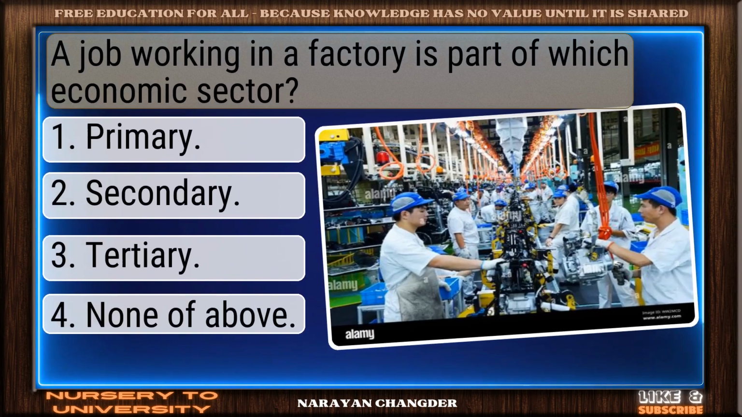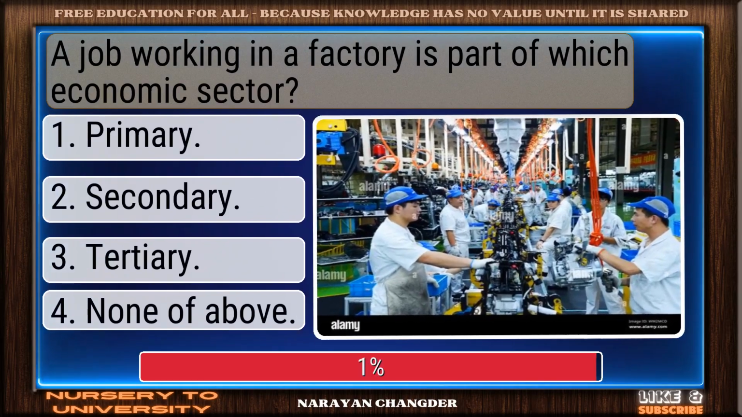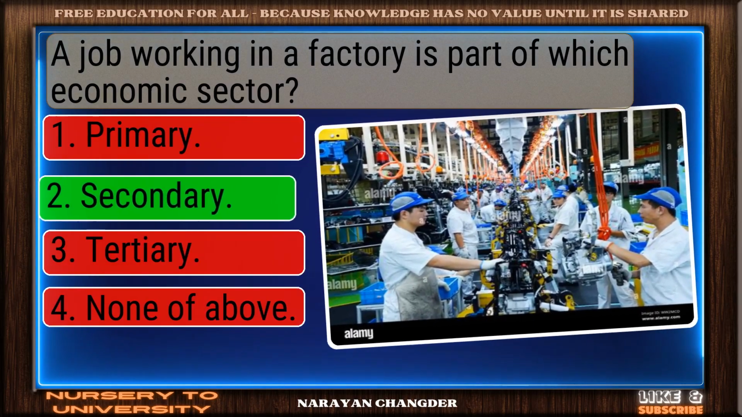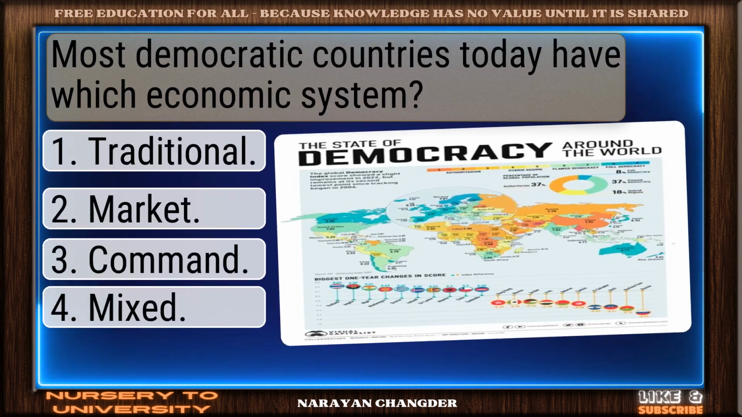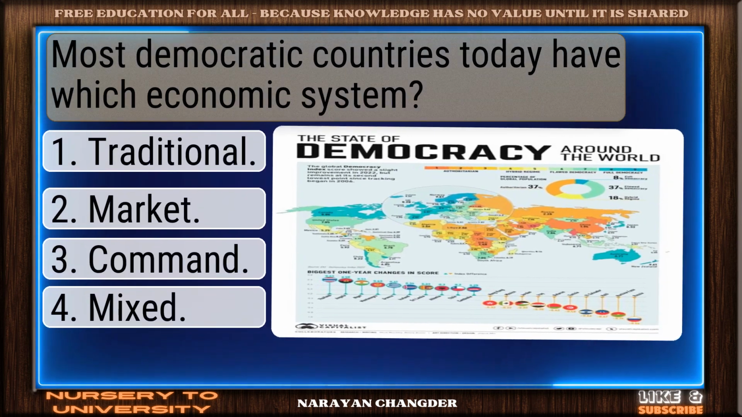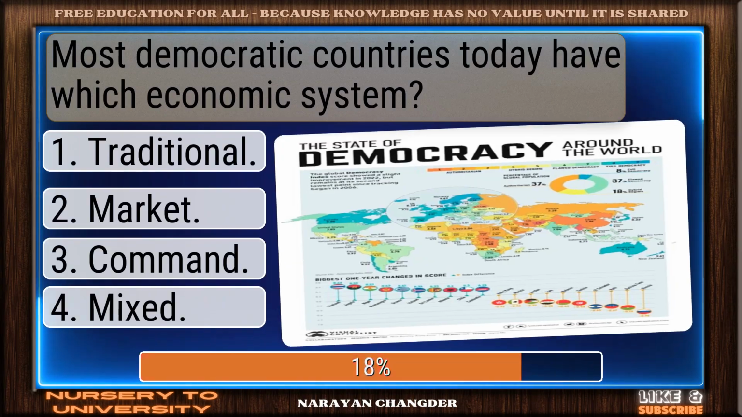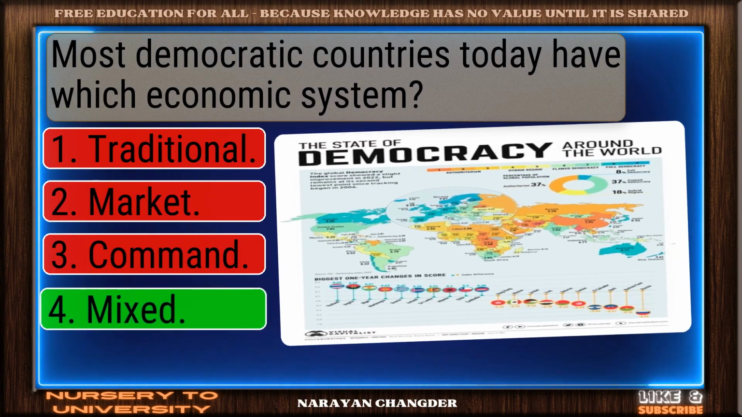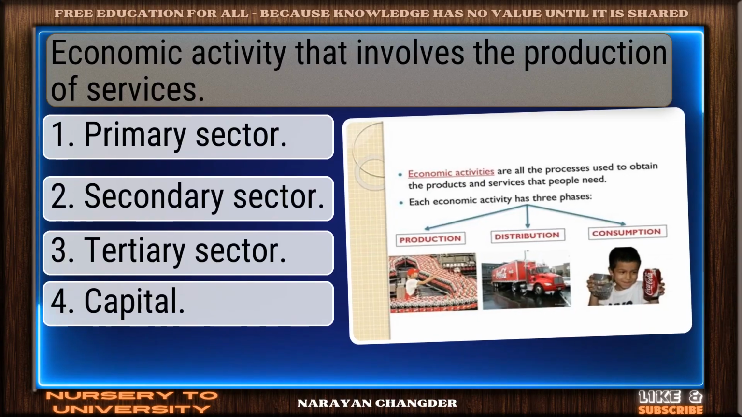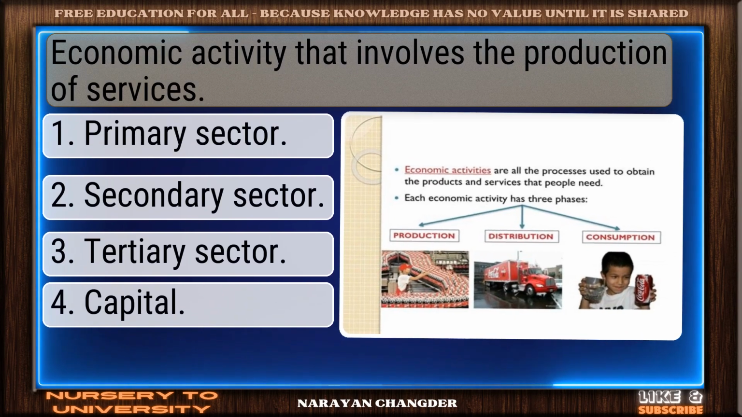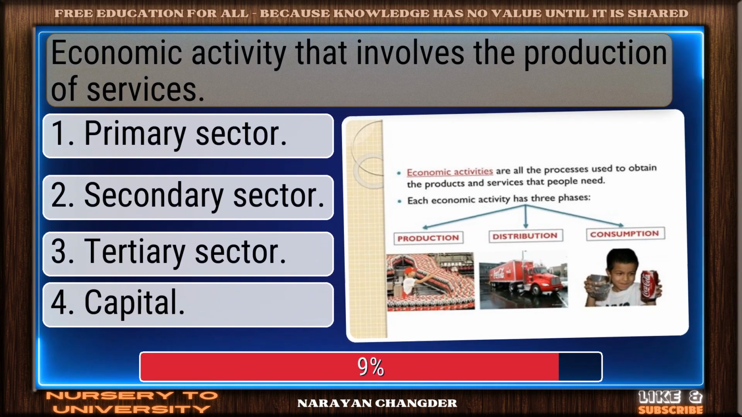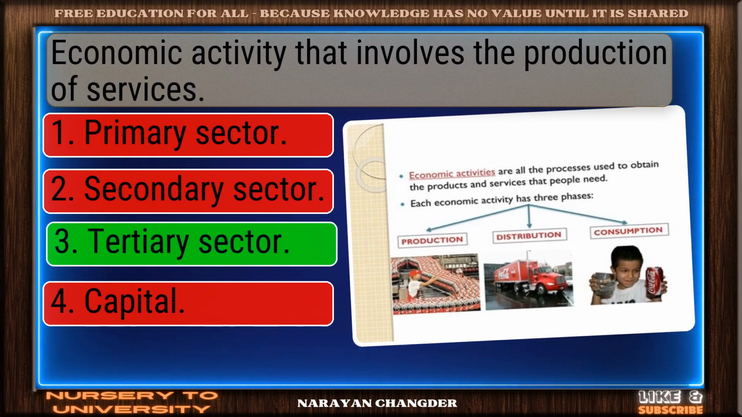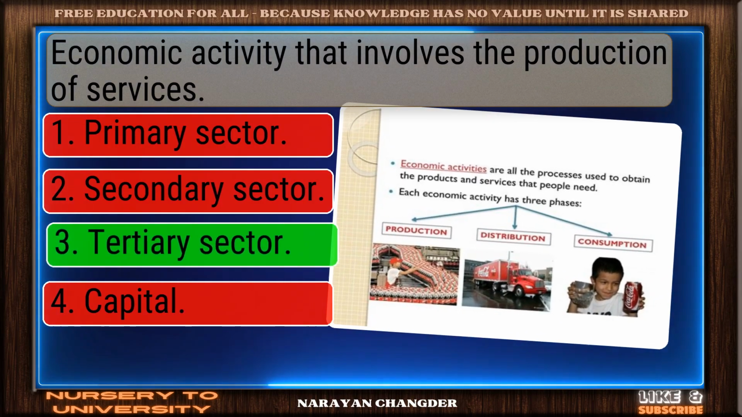A job working in a factory is part of which economic sector? Right choice. Secondary is the best answer. Most democratic countries today have which economic system? Exactly. Mixed makes sense and it is right choice. Economic activity that involves the production of services. Perfect. Tertiary sector is the correct choice.